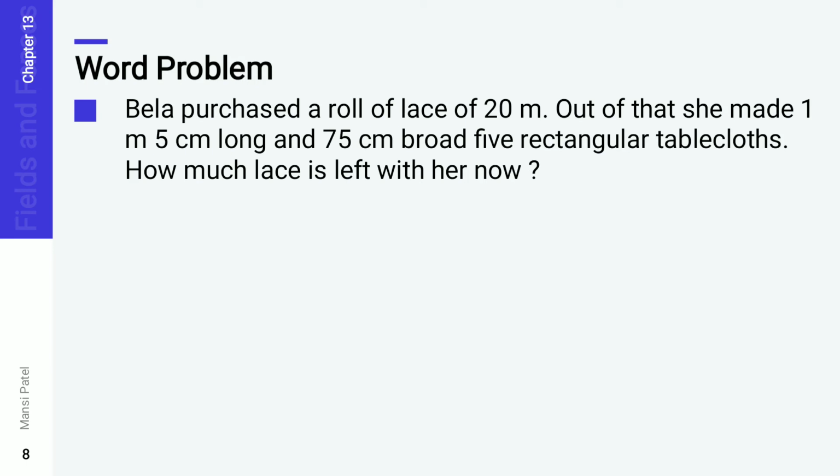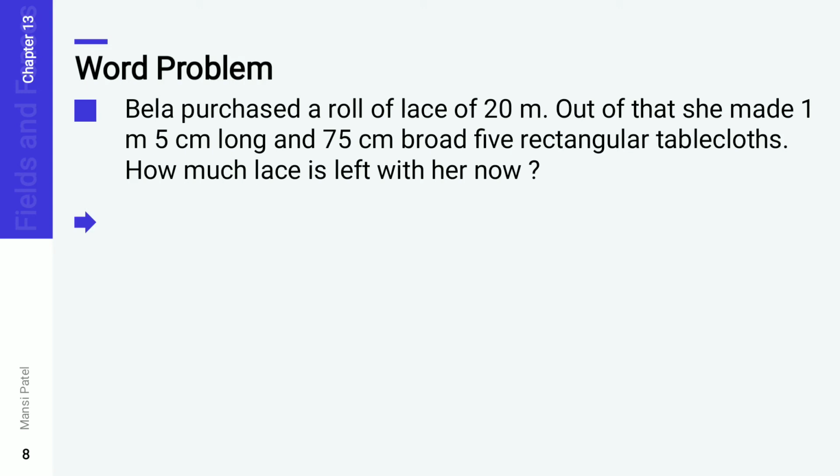Now from this 20 meters, she made 1 meter and 5 centimeter long and 75 centimeter broad one tablecloth. So how much lace is left with her now? See here, they were given both the things, length and breadth as well. Therefore we have to find out the perimeter of rectangle. But first of all, just convert this meter and centimeter in centimeter only.